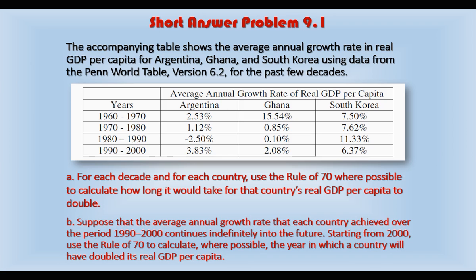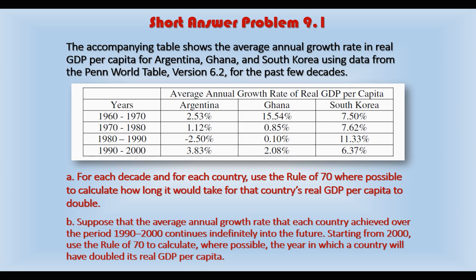Part B. These are calculations you should probably practice. Suppose that the average annual growth rate that each country achieved over the period from 1990 to 2000 continues indefinitely into the future. Starting from 2000, use the rule of 70 to calculate where possible the year in which each country will have doubled its real GDP per capita.